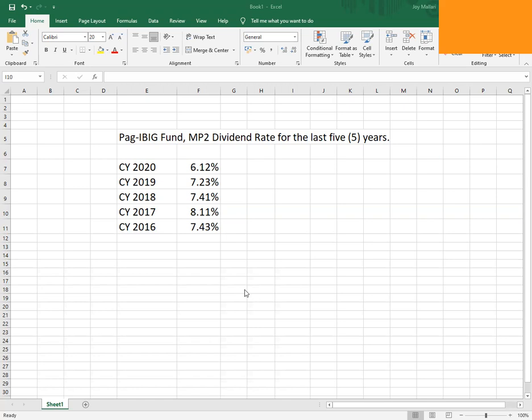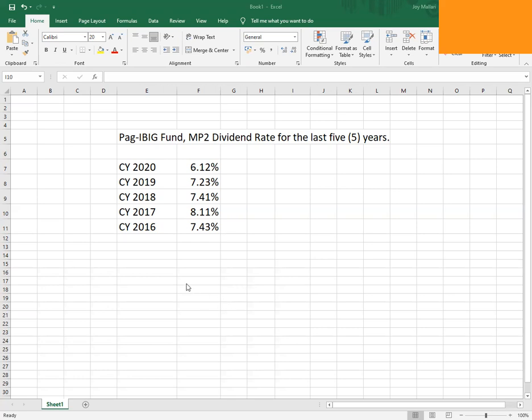Other instances where you are allowed to withdraw is when you are diagnosed with a critical illness. So you are allowed to withdraw for emergency purposes, like sickness or permanent disability. What are the other frequently asked questions? What is the minimum amount of investment? The minimum is actually 500 pesos. What is the maximum? There is no limit, no cap. As long as you can afford it, there is no limit on how much you can invest in Pag-IBIG MP2.